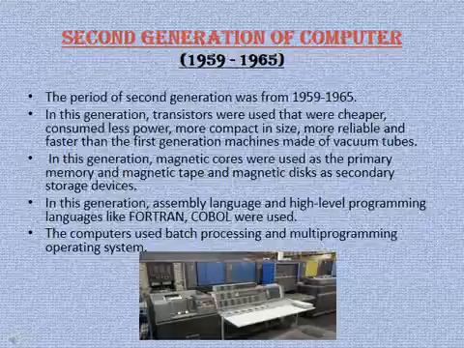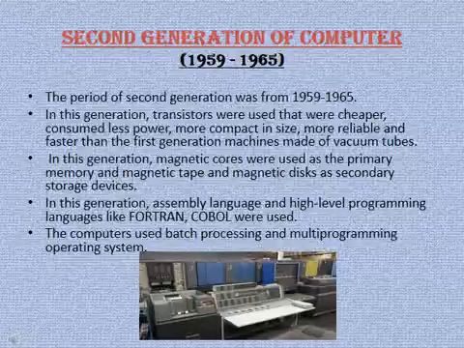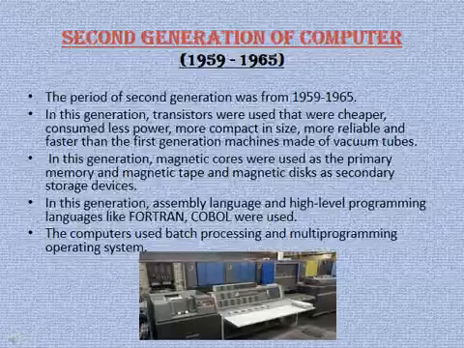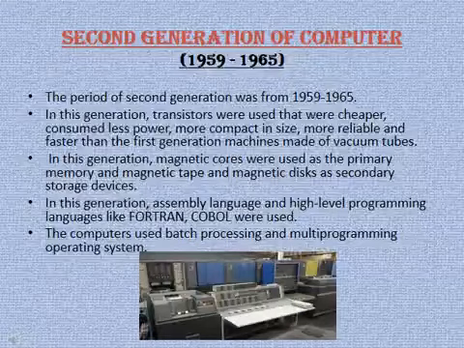In this generation, magnetic cores were used as the primary memory and magnetic tape and magnetic disk as secondary storage devices. Assembly language and high-level programming languages like Fortran and COBOL were used. The computers used batch processing and multi-programming operating systems.